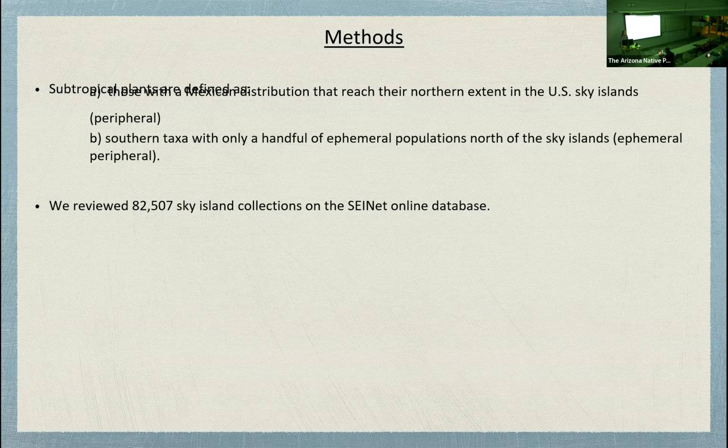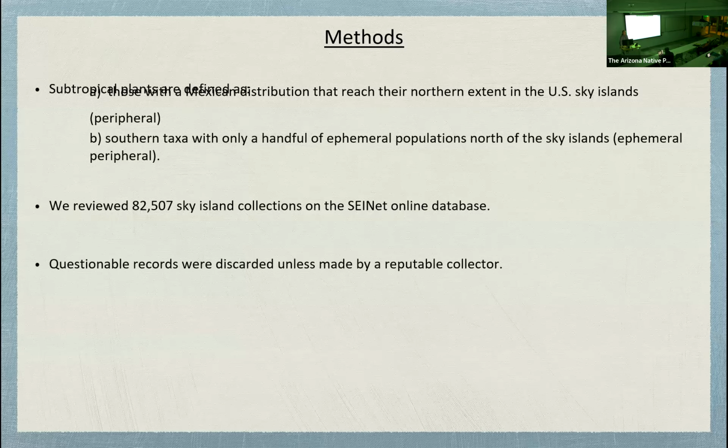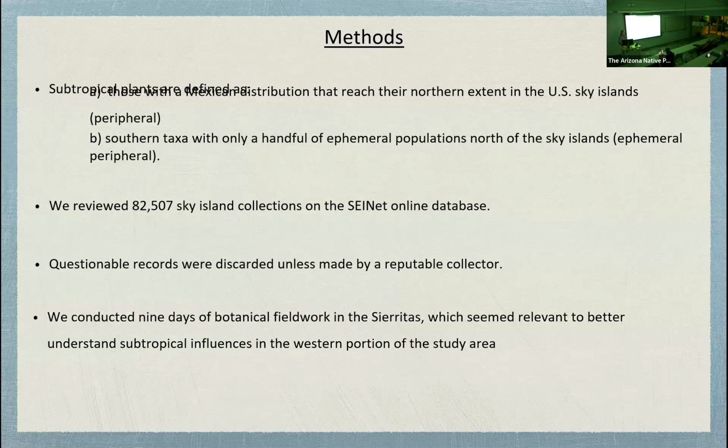So for a little bit of slop, statistically, we can come out pretty well with the results and get a good idea. Questionable records were discarded from the data set unless they were made by a reputable collector. And I don't mean to denigrate collectors that I'm not aware of, but when you're going through such a large volume of specimens, it's really important to try to weed out some of the ones that don't seem to be accurate. And with such a large number of samples to go through in the database, that worked out pretty well.